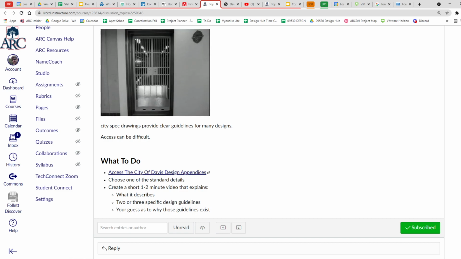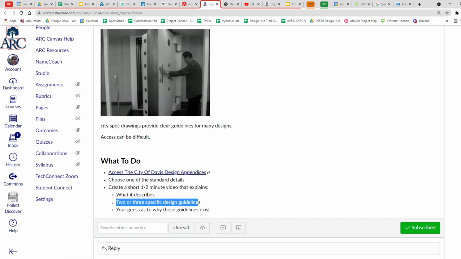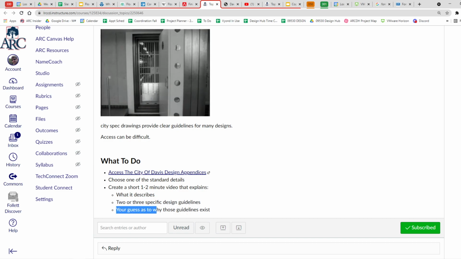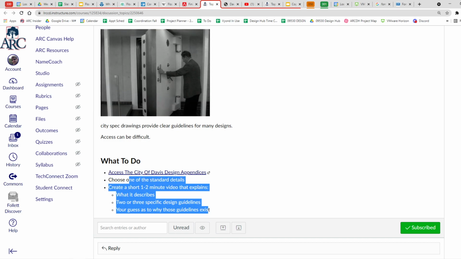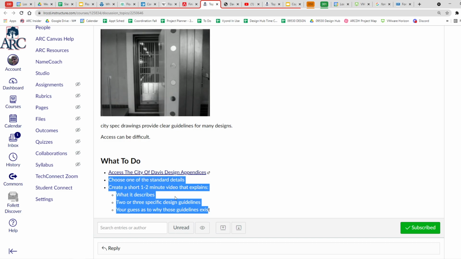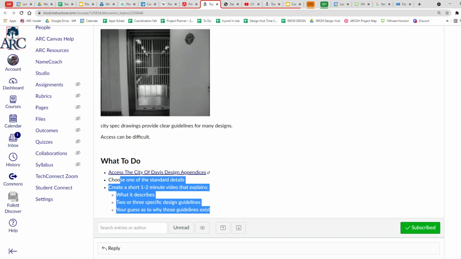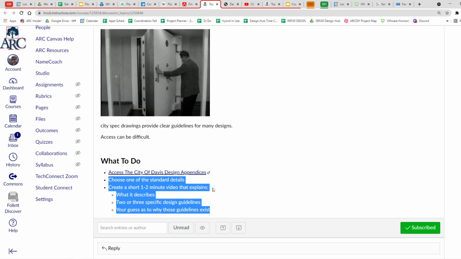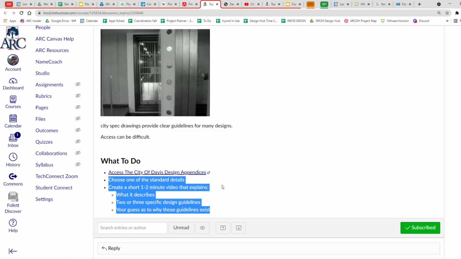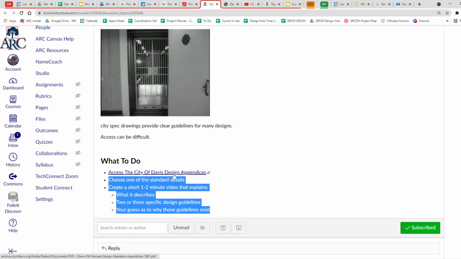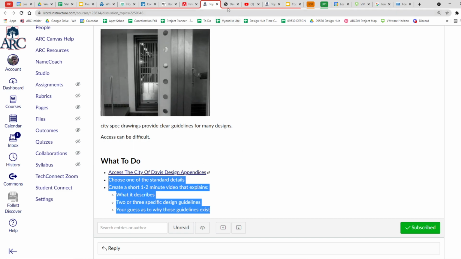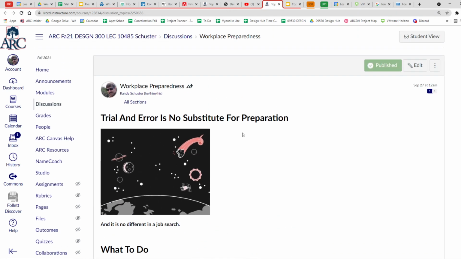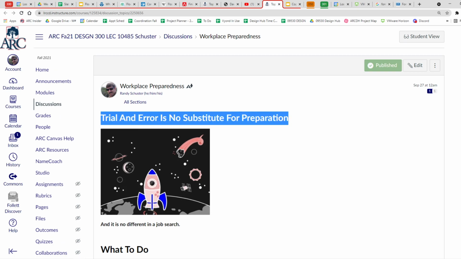What does it describe? Find 2 or 3 specific design guidelines and your guess as to why they exist. Okay? Most standard drawings are there for a purpose. They're to support a need that the city or the county or whoever is putting it out has. So you want to be able to go to those and just pick one. Pick one. Doesn't matter which one it is.